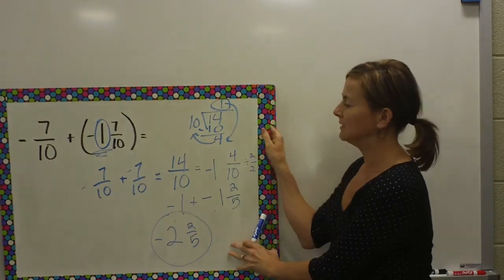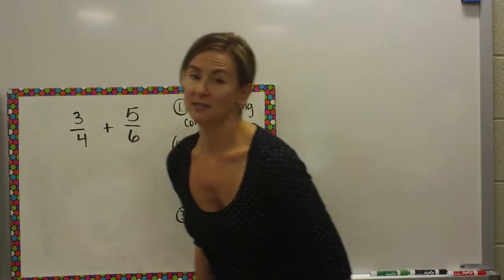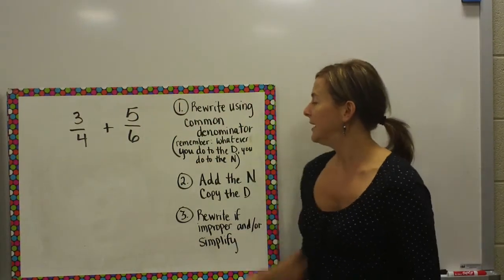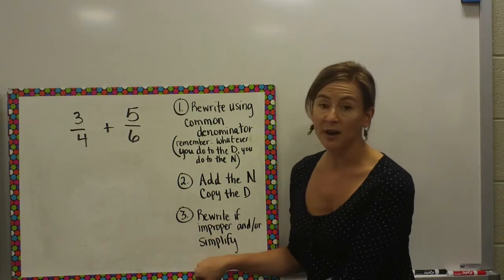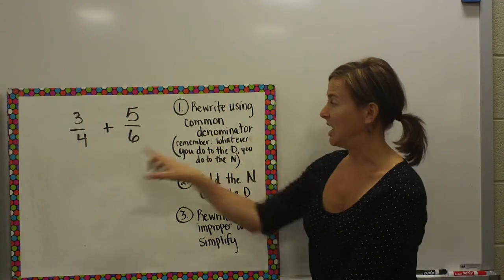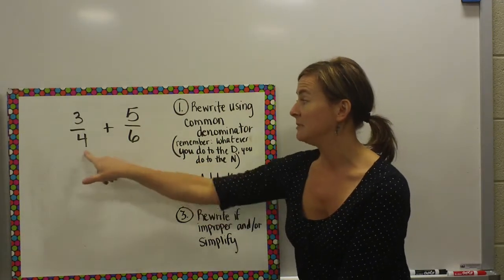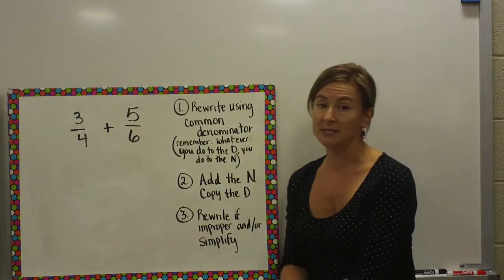Let's take a look at two fractions, both positive. Here I've written the directions for adding rational numbers that are in fraction form. The first thing I need to remember is that I have to look at my denominators, and these have to be exactly the same. So if they're not, I need to rewrite using a common denominator.